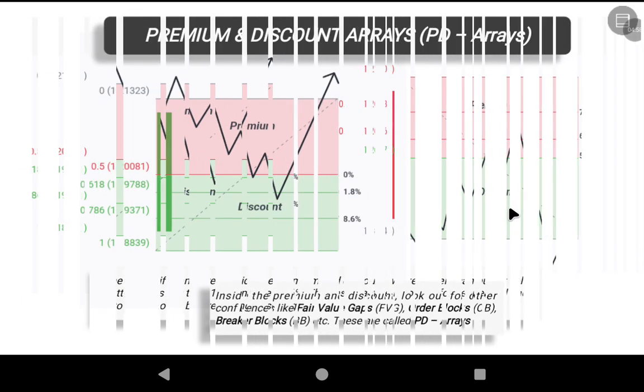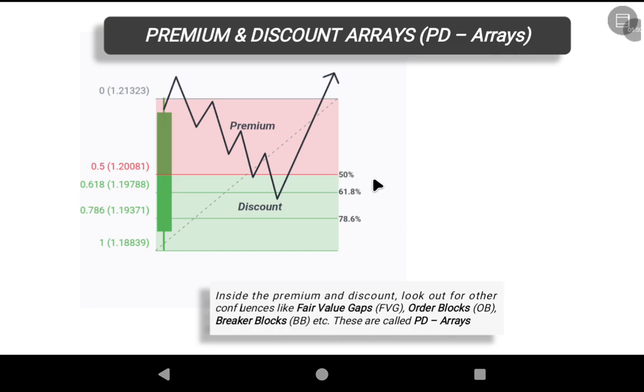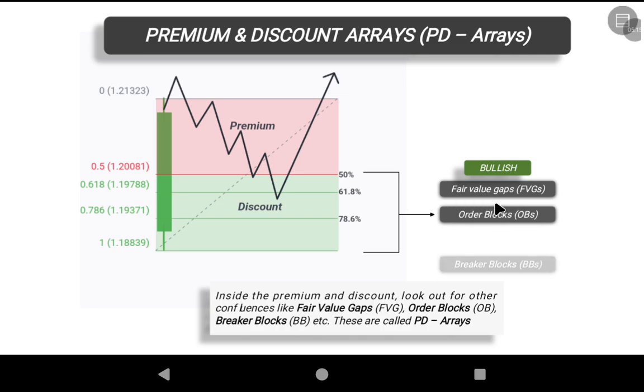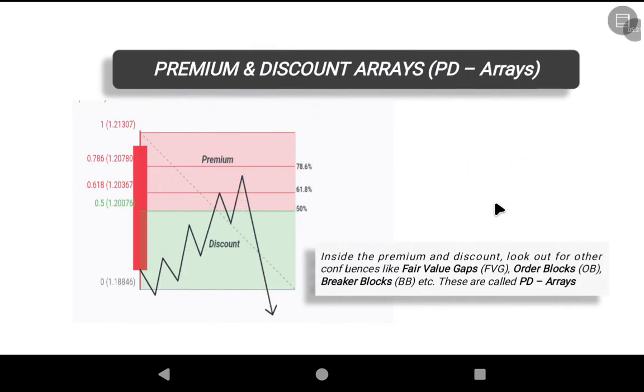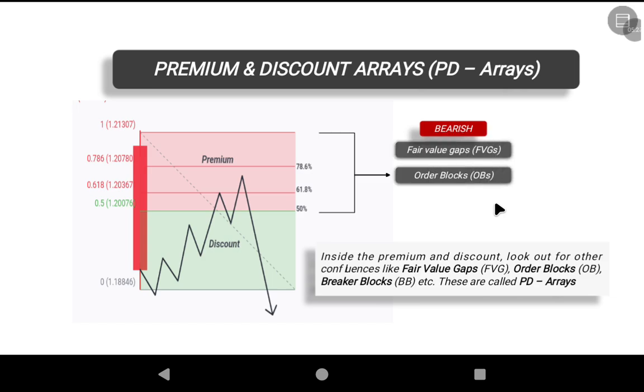And once you have done that, mark your premium and discount zones, your point of interest. This is when you begin to look for your premium and discount arrays inside the point of interest. So that's where you begin to look for fair value gaps, order blocks, breaker blocks, and all of that. In this case, bullish fair value gaps, bullish order blocks, bullish breaker blocks, or you're selling rather, and then you begin to look for bearish fair value gaps, order blocks, and breaker blocks, and all of that.